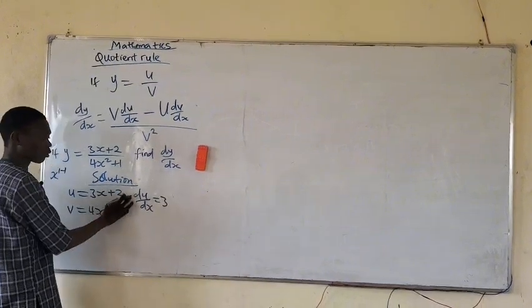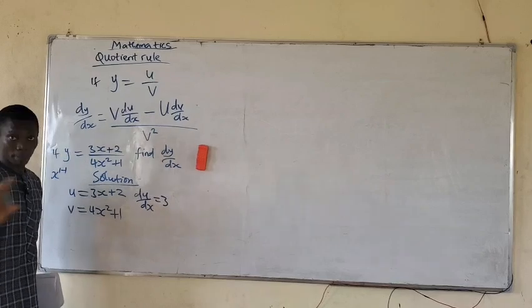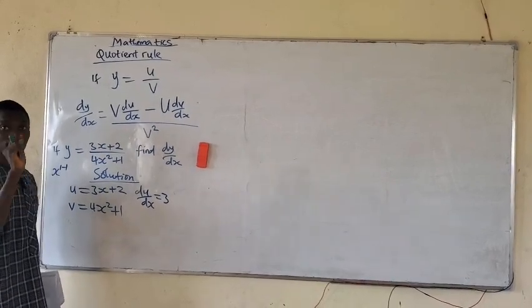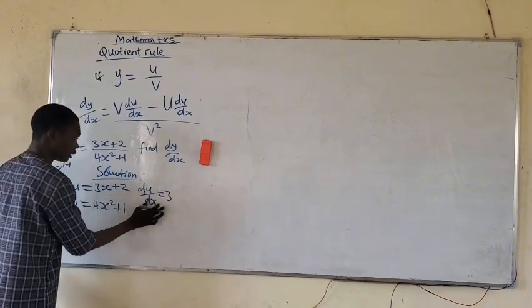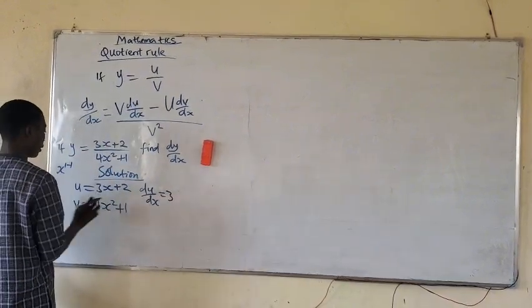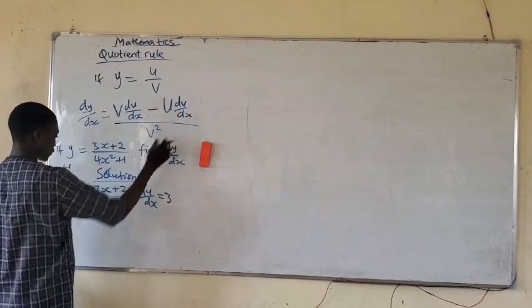So if you differentiate a constant number, a single number only, it may be 10, it may be 100, it can be any number, whenever you differentiate them, it gives you 0. So our du/dx is equal to 3. Now we have gotten du/dx, which is 3. Now we want to differentiate v with respect to x to get dv/dx.